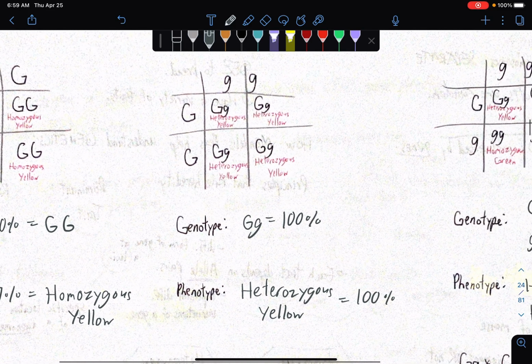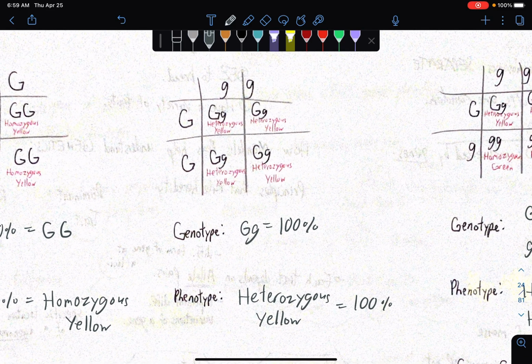For example, the genotype here is based on this Punnett square. For the offspring, basically 100% of them have this symbol. And what does this mean? Heterozygous yellow. So the phenotype is basically the translation of what this symbol is.